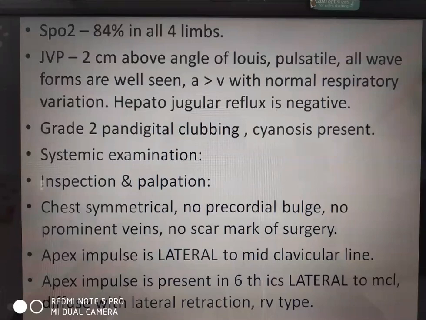Two, when you track medially, the impulse is felt, and then as you track medially, it disappears, but in the parasternal region, it again reappears, indicating that both RV and LV are involved. But when you track from the apex beat medially, and the impulse becomes more and more prominent, and then you can feel a very powerful impulse in the parasternal region, that indicates that this is a pure RV type of apex, and RV is the one which is involved.